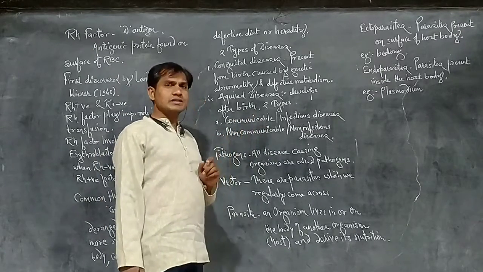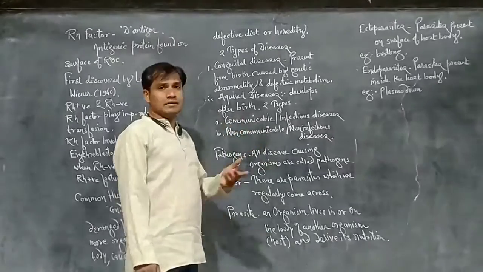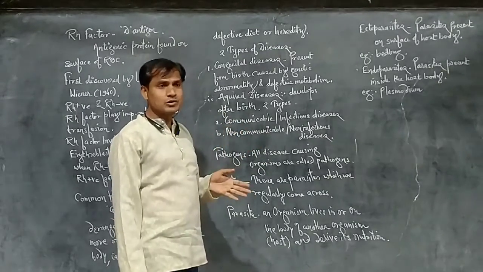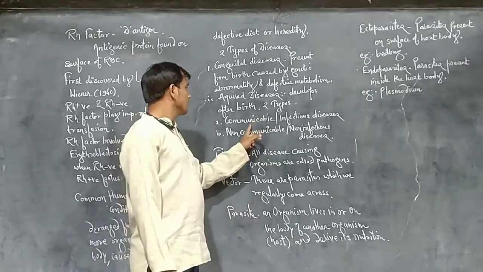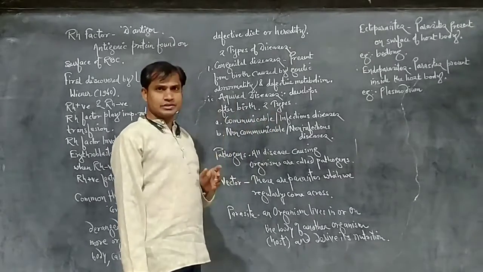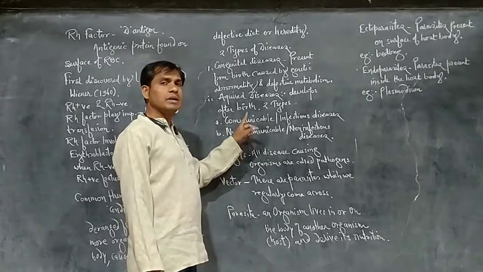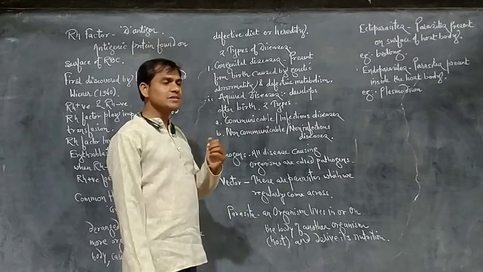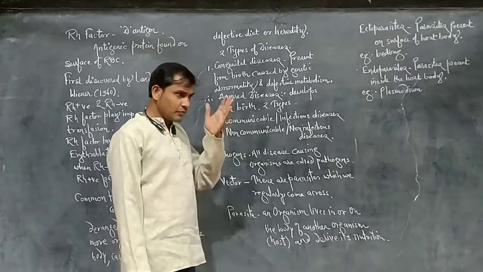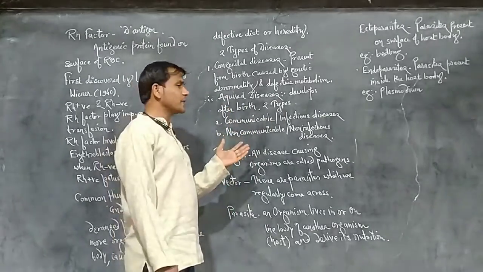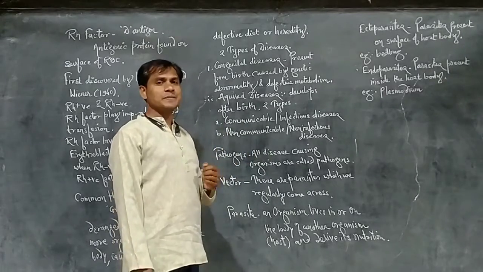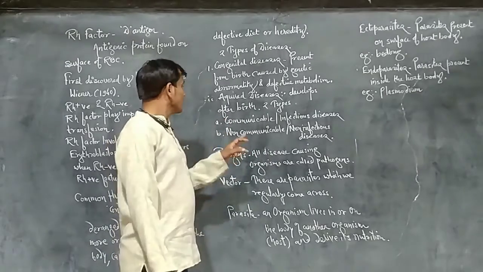Communicable or infectious diseases spread from an infected person to a healthy person, either directly or indirectly. Examples are malaria and common cold. Common cold spreads directly, malaria spreads indirectly through a vector.